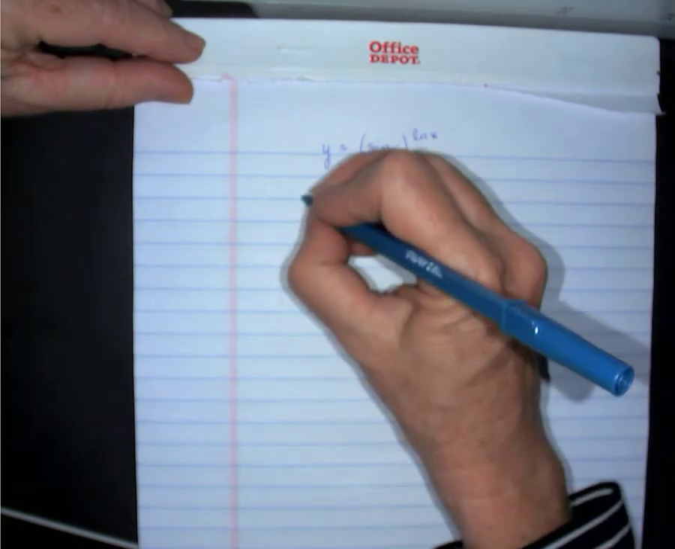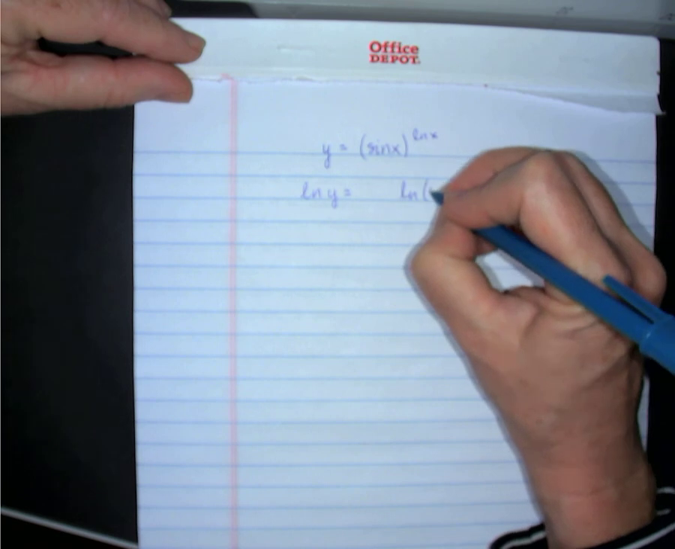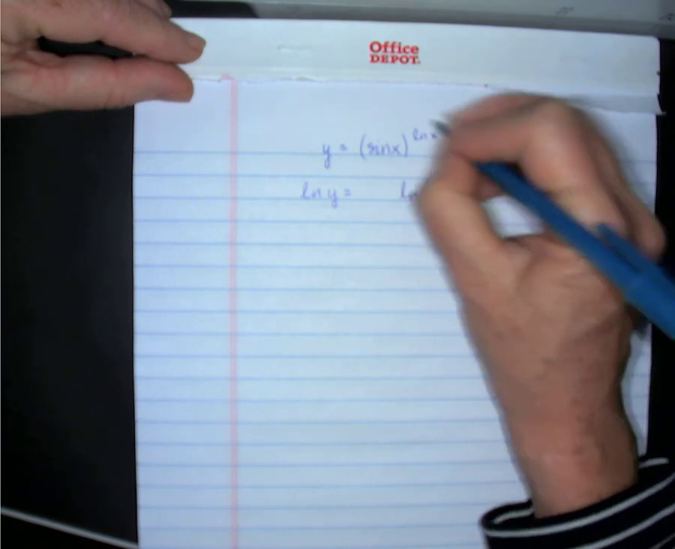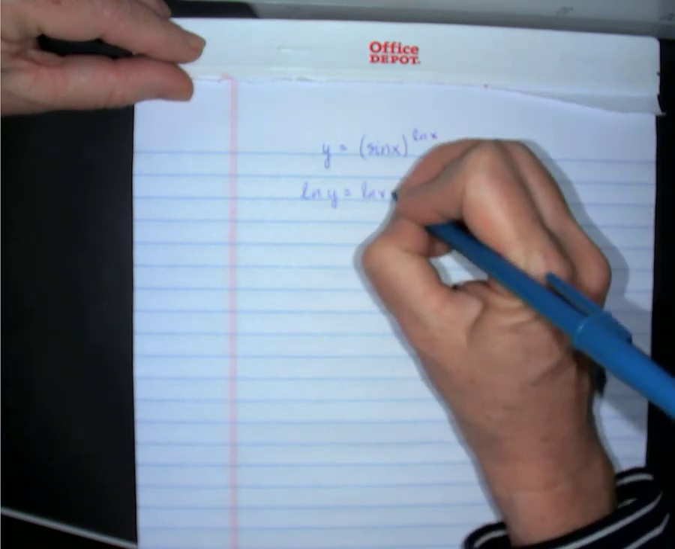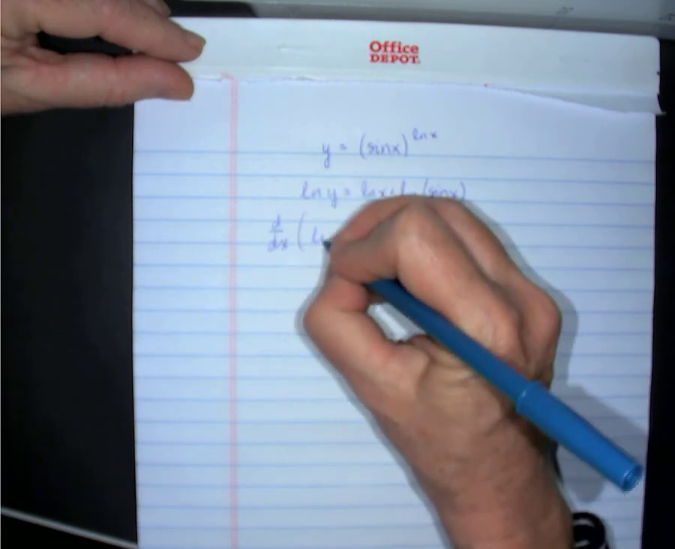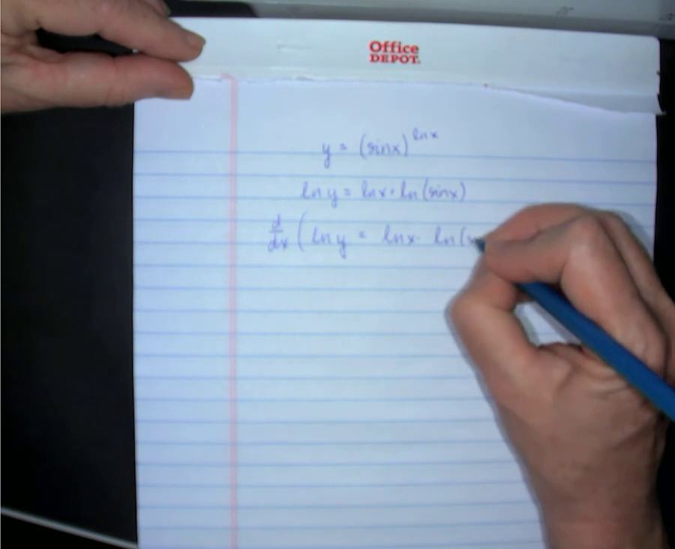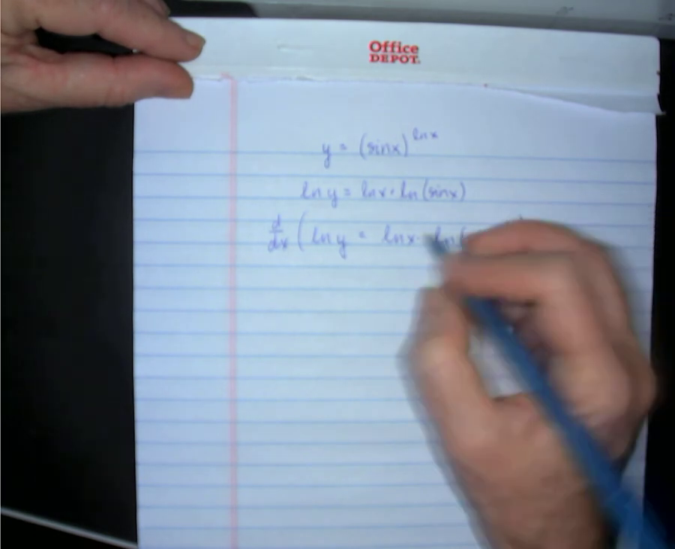So I'm going to take the natural log of both sides. When I take the natural log of sine of x, I'm going to bring down this exponent. So it's ugly. Let's take the derivative with regard to x of both sides of this. And obviously I'm going to have to use a little bit of product rule on this side.